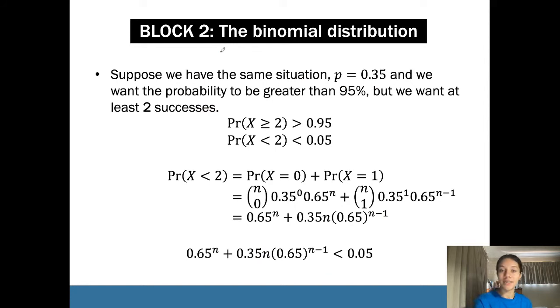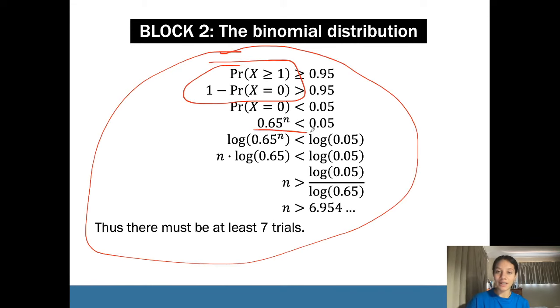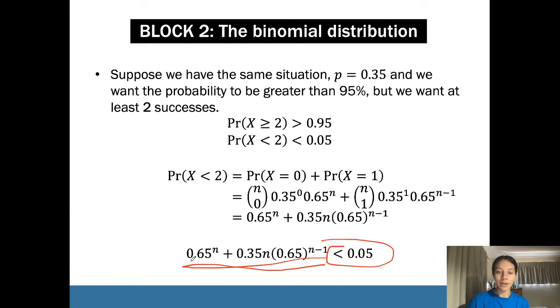So again, suppose we have the same situation and we want the probability to be greater than 95%, but we want at least 2 successes. Now we do the same thing, but instead of having it equal 0, it will be the probability of x less than 2 is less than 0.05. So that's just an example of another setup where instead of just having 0.65 to the power of n is less than 0.05, we have 0.65 to the power of n and everything else from that formula, because now we don't have 0, we have 2.